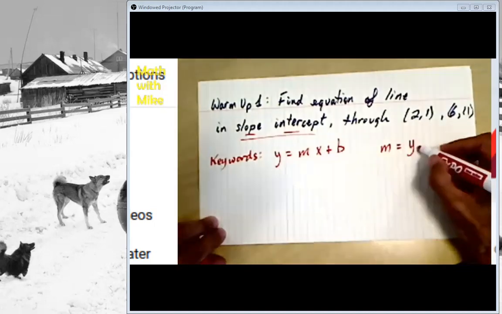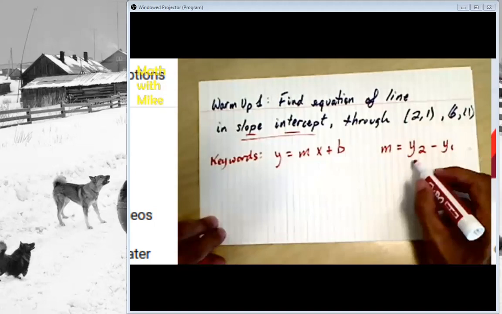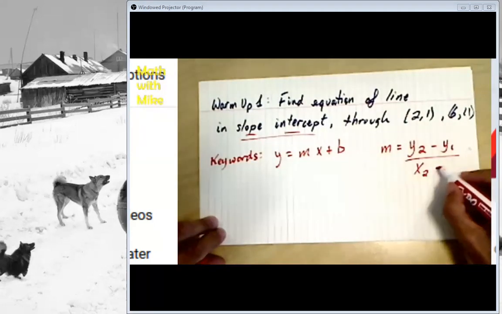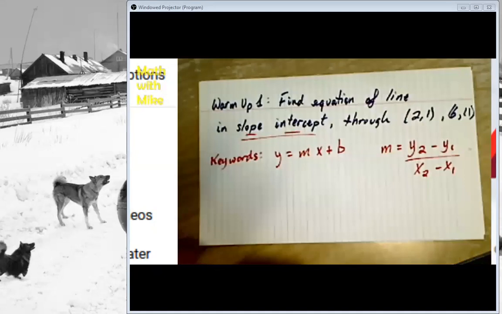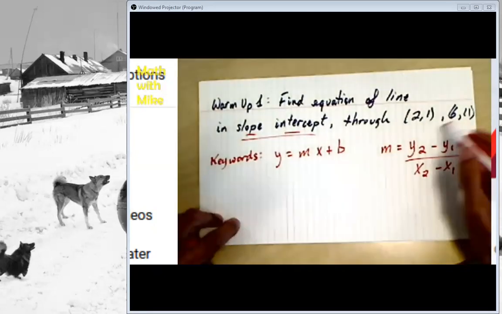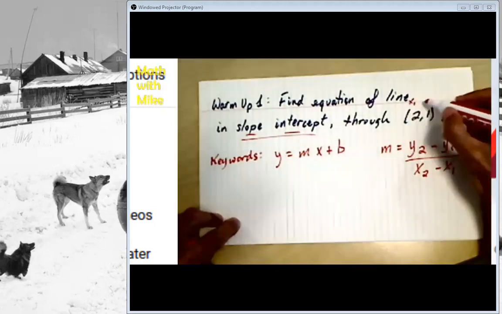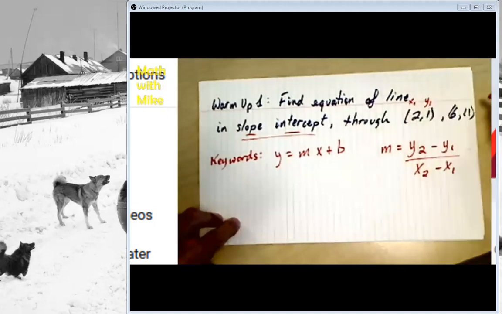the slope is y2 minus y1 over x2 minus x1, where x1, y1, x2, y2 come from our points that we have here. So we can call our first point x1, y1, and our second point x2, y2.